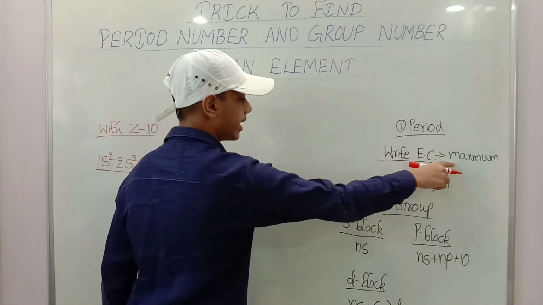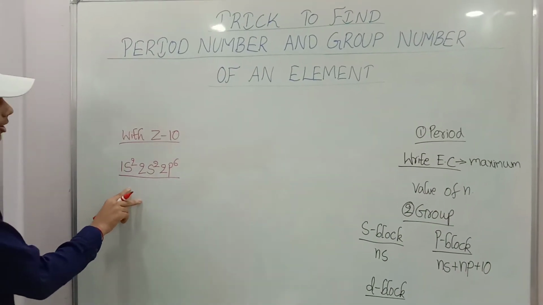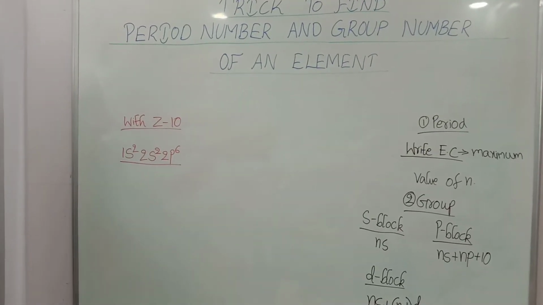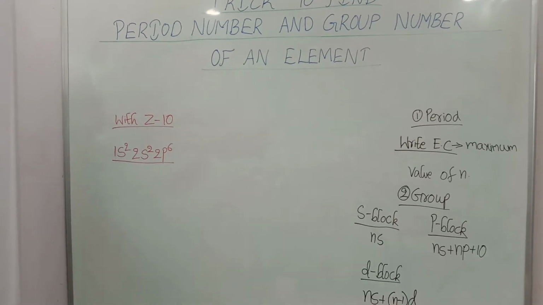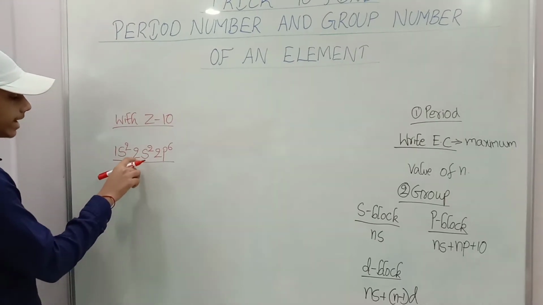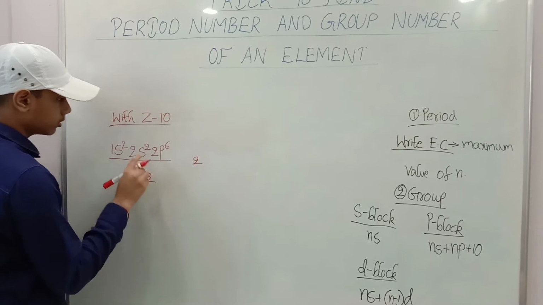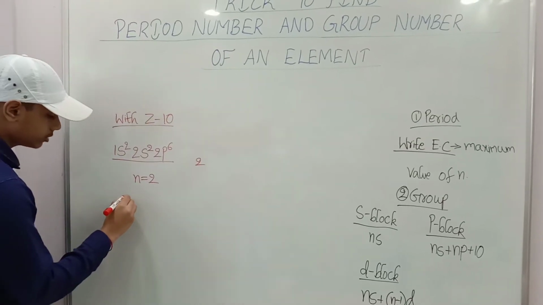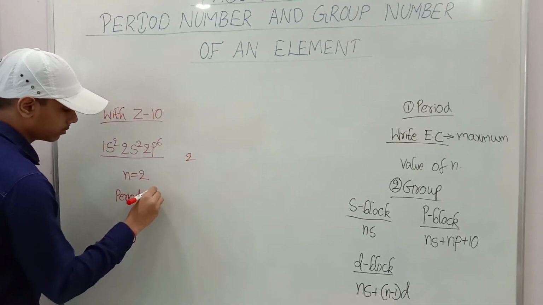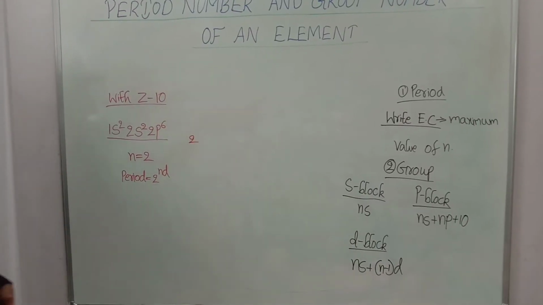Now we should find the maximum value of n. The maximum value of n is nothing but the principal quantum number. If you don't know how to find the principal quantum number, tap on the eye icon and watch my previous video on how to find principal quantum numbers. Now in 1 and 2, the maximum value is 2. So n equals 2. So the element with atomic number 10 belongs to the second period.